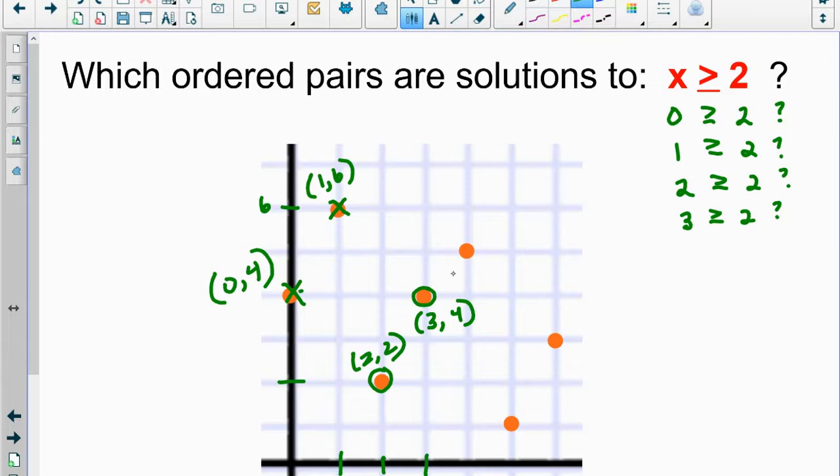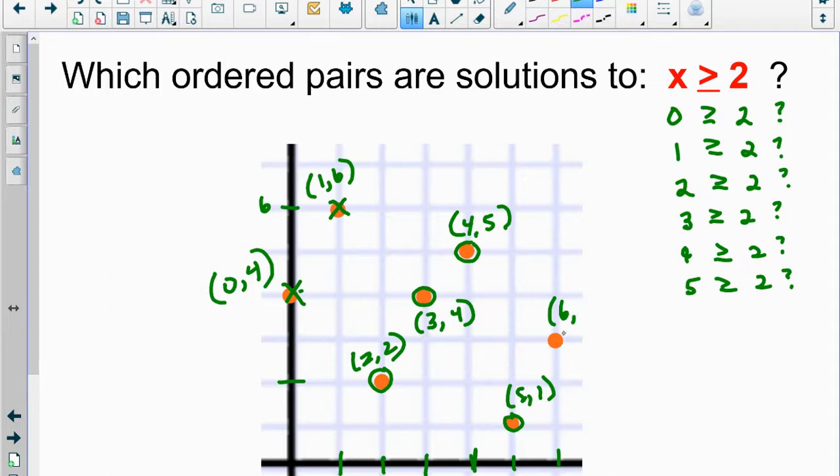As we continue to check the other ones, you might notice a pattern developing: as you move to the right, the x value continues to keep getting bigger. For example, the next ordered pair is at 4, 5. Is 4 greater than or equal to 2? Yes, it is. The next one has an x coordinate of 5. It's 5, 1. Is 5 greater than or equal to 2? Yes, it is. And then last, we have an ordered pair at 6, 3, with the x coordinate of 6. Is 6 greater than or equal to 2?